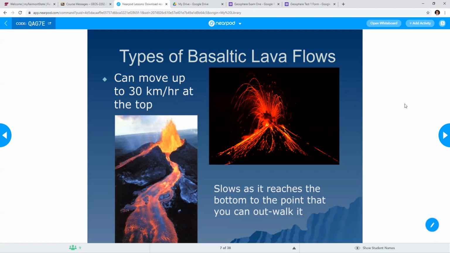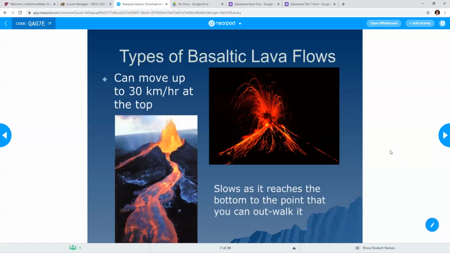Not that they're not dangerous. I mean, you know, it's a volcano. It could completely disintegrate you. But with basaltic lava, as long as you're not stepping into it, you're usually fine, usually. So it can move pretty fast because it's so runny. 30 kilometers per hour. It's about 15 miles an hour. So if you're at a good sprint, you could probably outrun it. I could not. I'd be burned to death.